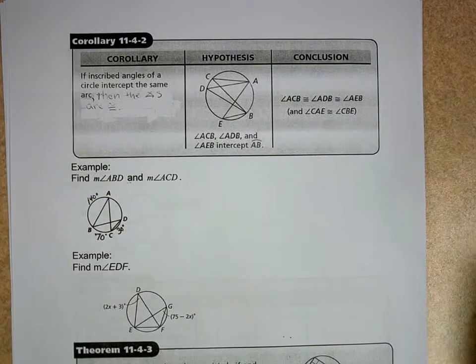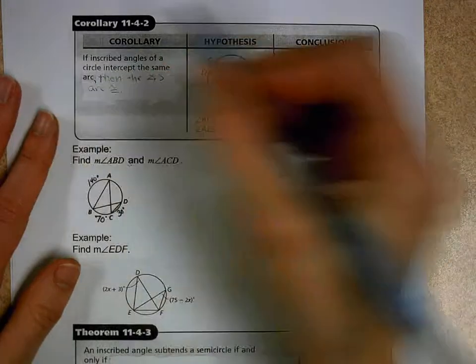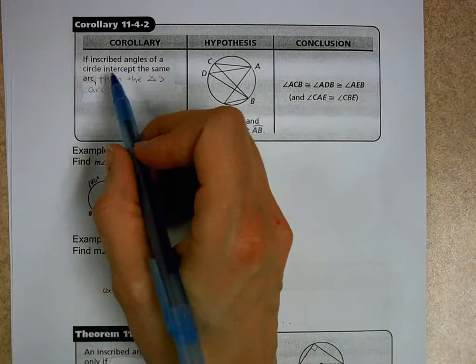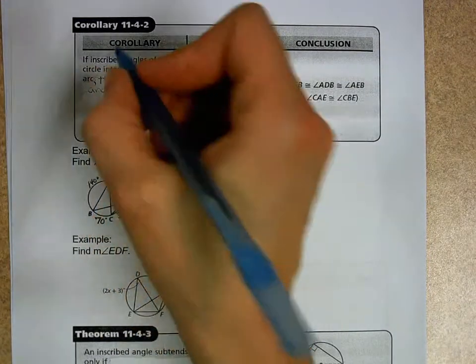The one thing I probably didn't emphasize enough with these notes is memorize everything. You need to know the terminology and you need to know the rules. It saves a lot of time. This next one's a very common sense theorem. It says if the inscribed angles of a circle intercept the same arc, then the angles are congruent.